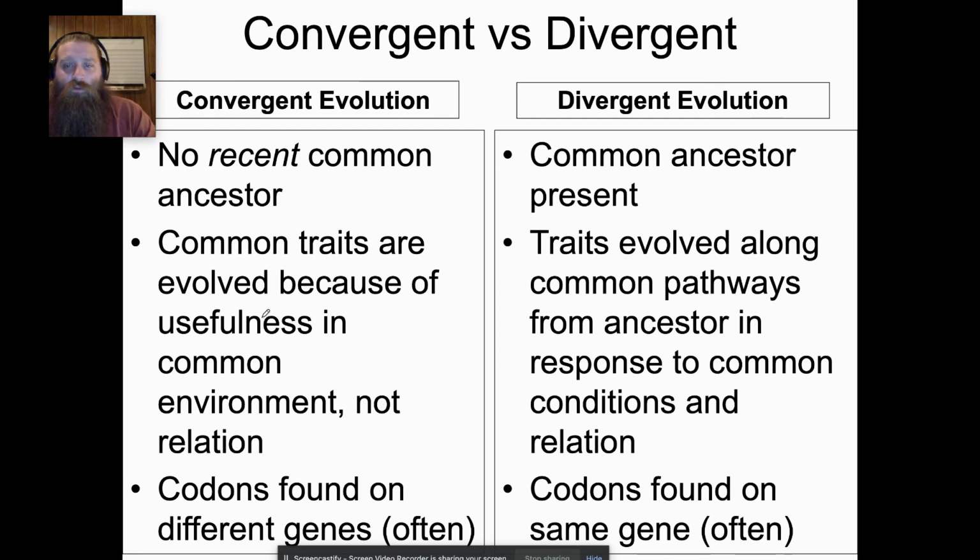In divergent evolution, there is a common ancestor present. The traits come from common pathways, from ancestor to offspring, in response to common conditions and the fact that they are related. And the codons are typically found on the same gene. So these would be like our finches that all have similar beaks.